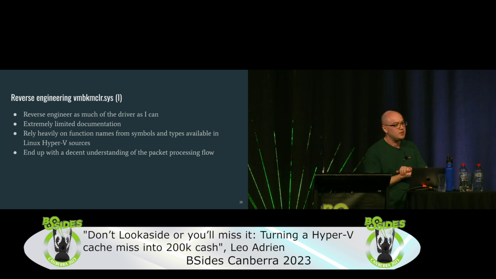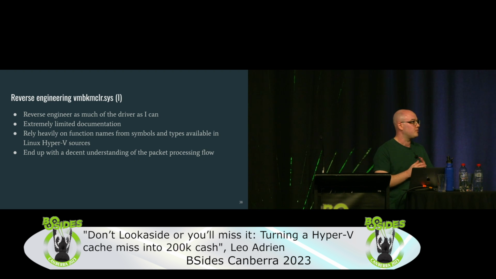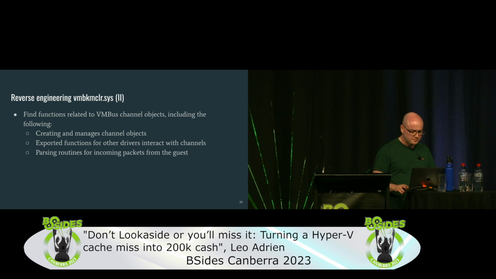So I reverse engineer as much of it as I can. There's not a lot to go on. There's some debug strings, things like that. But function names especially is where I get a lot of the context information. And I'm able to end up with a pretty decent understanding of the packet processing flow.